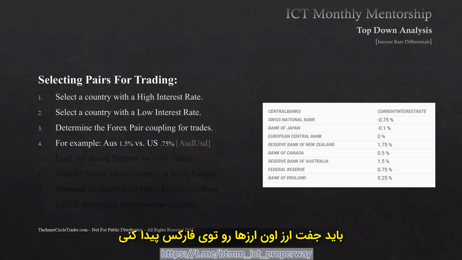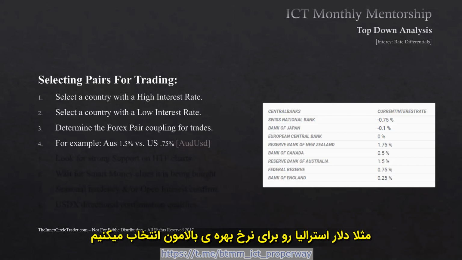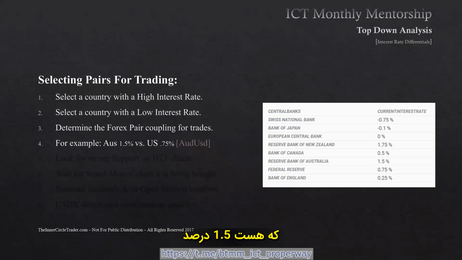For an example, we're going to assume that the Australian dollar is our selection for our high interest rate yielding country, and the interest rate comes in at 1.5%. And we're going to pair that up with a weaker currency from the Federal Reserve, which is the U.S. market, with a 0.75% or 3/4 point.